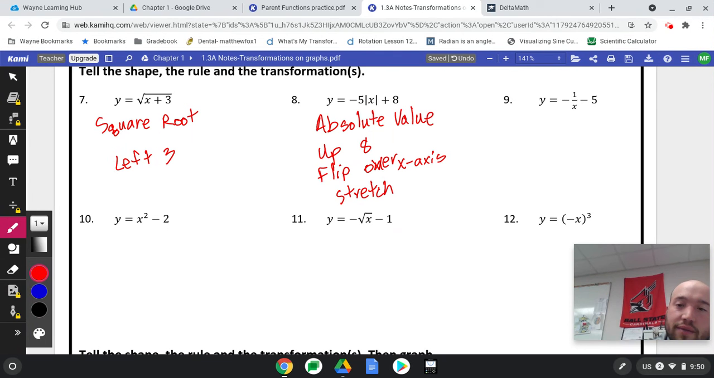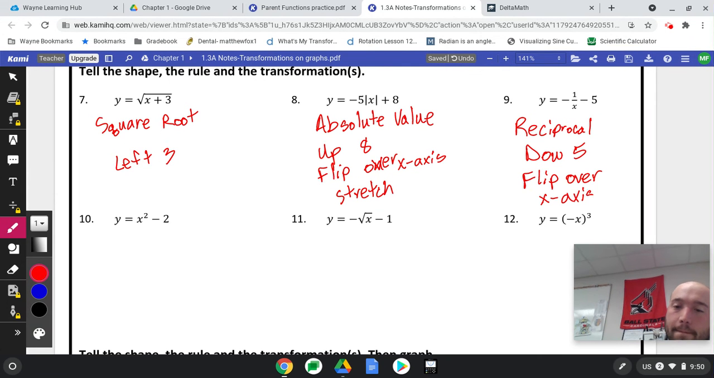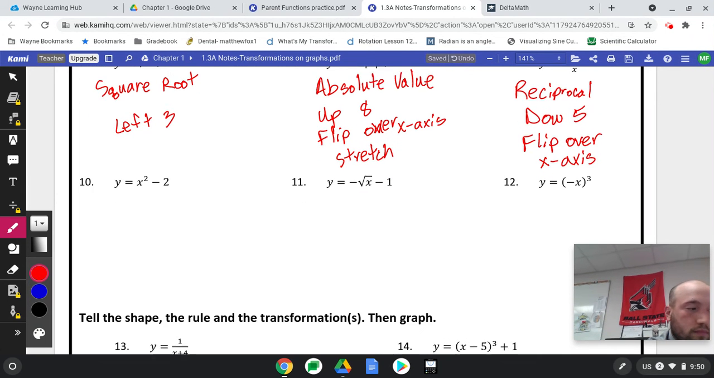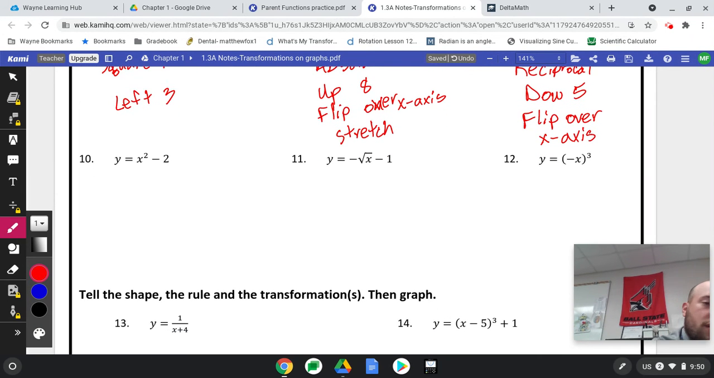Okay, number 9. This one's maybe harder to remember, the reciprocal function. It's going to go down 5, and it's also going to be flipped over the x-axis. All right, number 10, quadratic. This one only moves a little bit, just down 2.